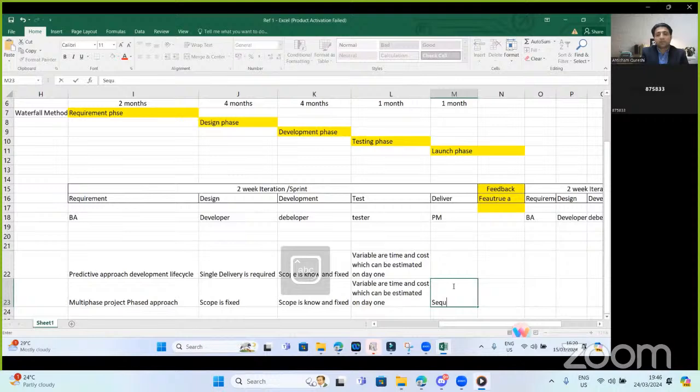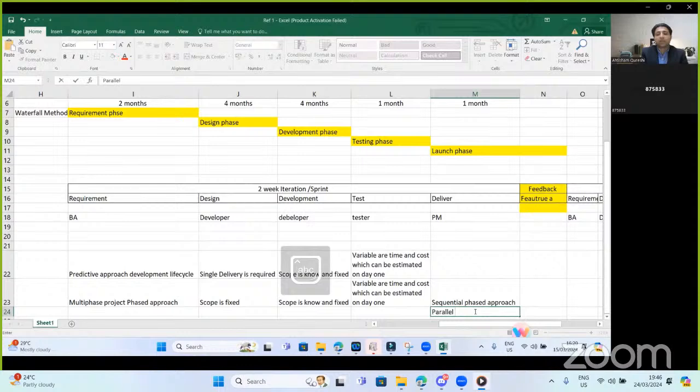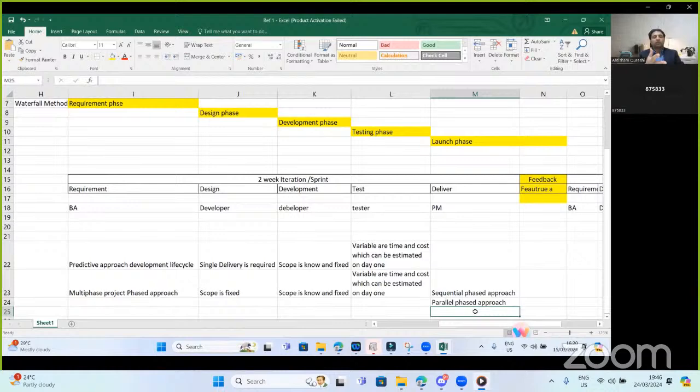We can say all the phases will run in sequence, so that will be a sequential approach, or all the phases could run in parallel. Then we can have a parallel phased approach. Imagine if we have multiple resource pools: one resource pool can work on the residential building, another can start in parallel with the shopping mall, and the other can start on the parking lot or the park.